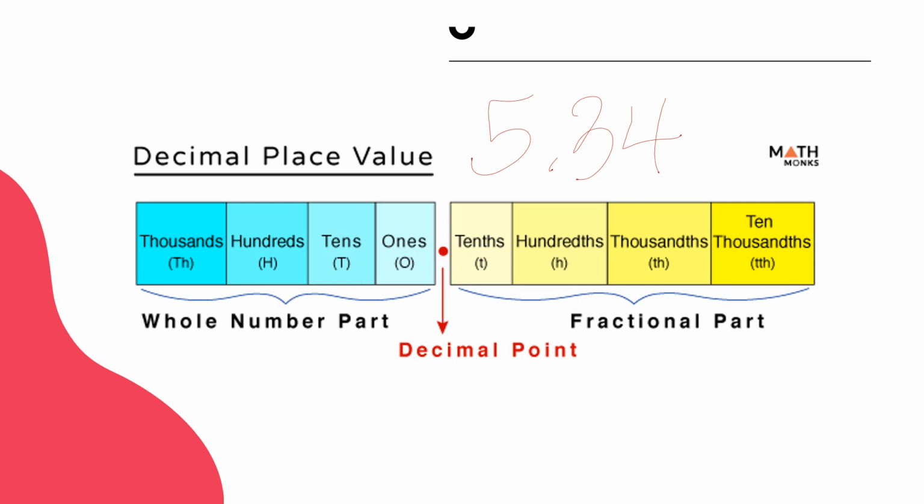If it was just 5.3, I would read that as 5 and 3 tenths. 5 and 3 tenths.